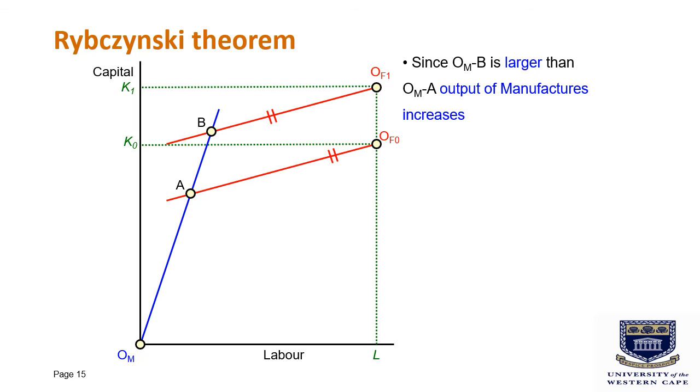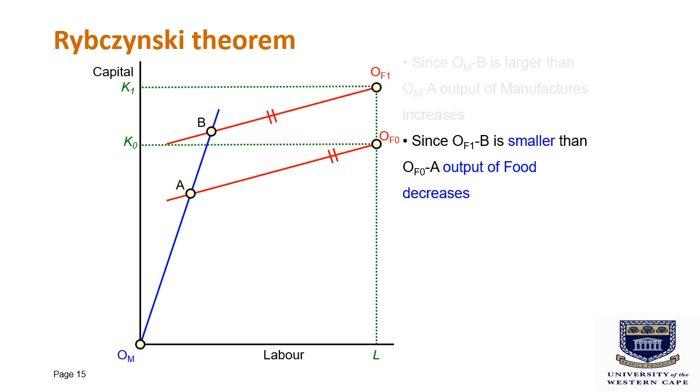But what is happening in the food industry? In the food industry, you're not seeing a movement further along that line. So we need to compare the length of the line in the food industry before and now that capital has changed. And we find that the length of the line OF0 to point A is actually longer than the new expansion line OF1B. That means that the production in the food industry before the capital increase was more than it is now under the new capital stock. So that's the easiest way to see it. You just look at the length of the lines.